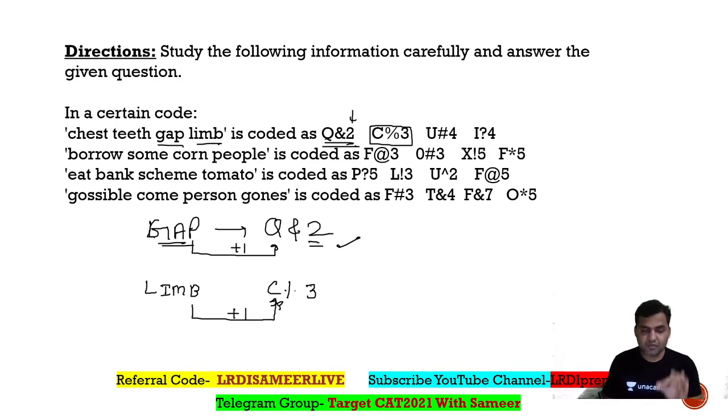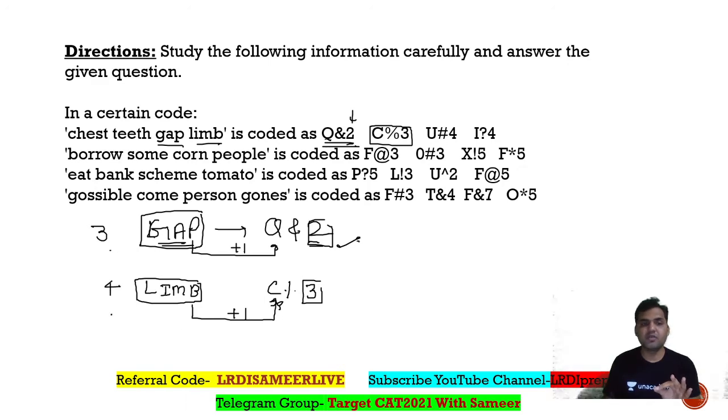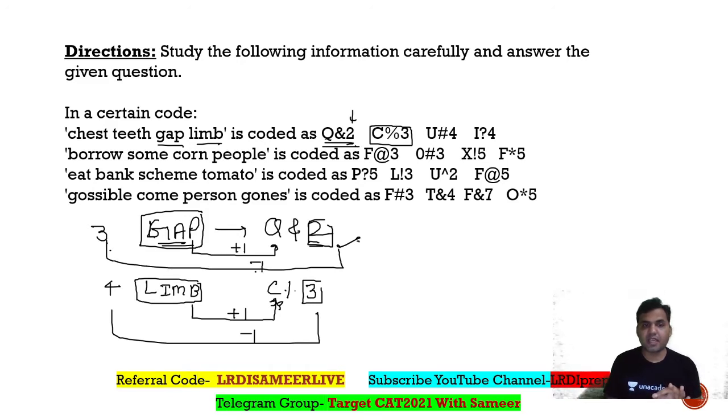Now, what is a property that you can see? Why the number 3 here? Why the number 2 here? Ask yourself. You see that this whole word is made of 3 letters. This whole word is made of 4 letters. 3 minus 1 is 2, 4 minus 1 is 3. You see that? If I subtract 1 from 4, I'll get 3. If I subtract 1 from 3, I'll get 2.